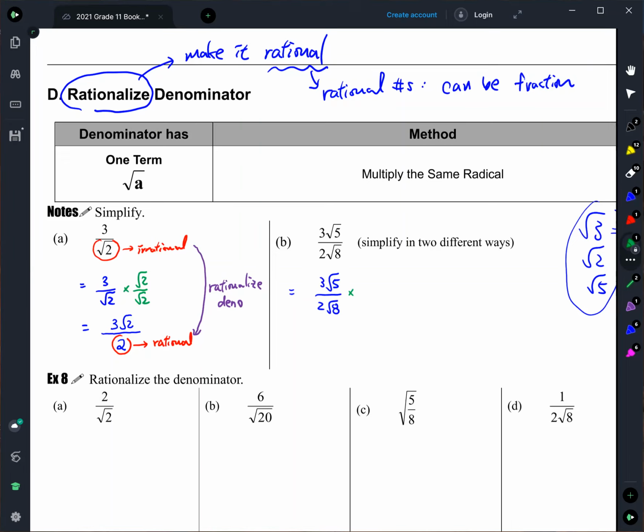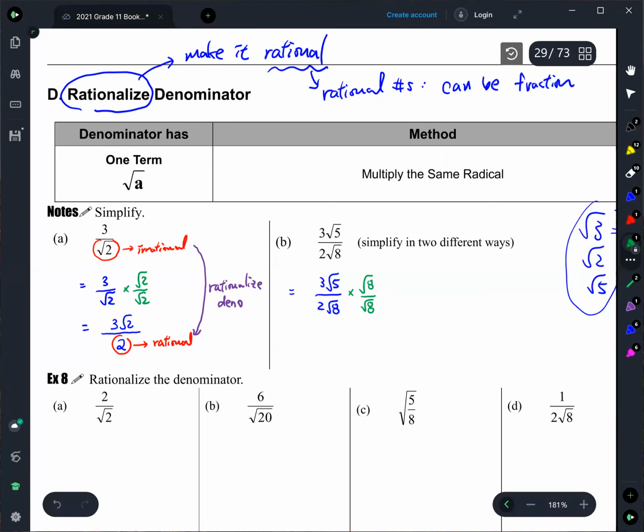So we will multiply top and bottom by what? By square root of 8. Yes, okay, very good. Square root of 8, square root of 8. So you look at the denominator, you look for the irrational number, right? So you don't care about the 2. 2 is rational, so it's okay. You leave it alone, okay? So root 8, you want to get rid of it. Make it rational. So now let's multiply.